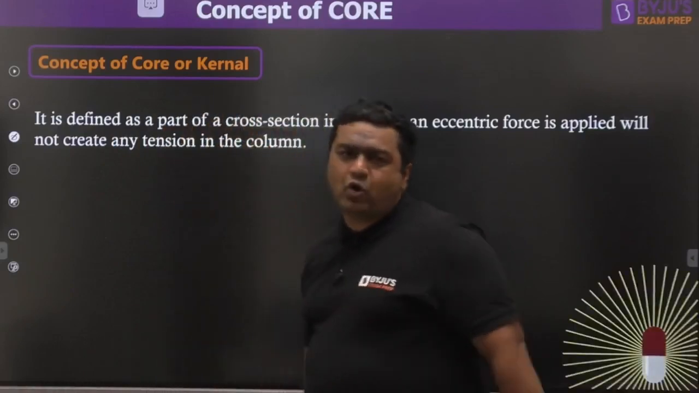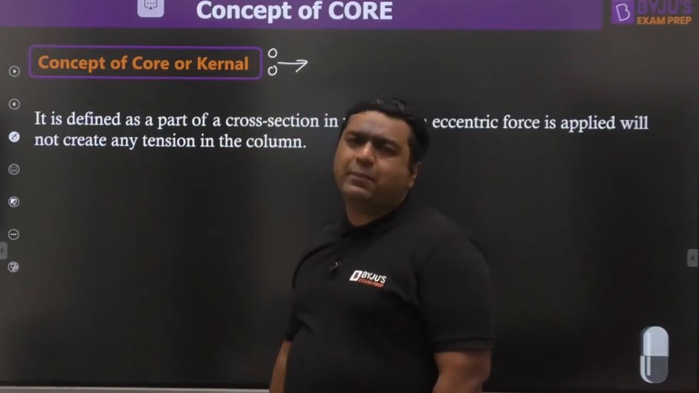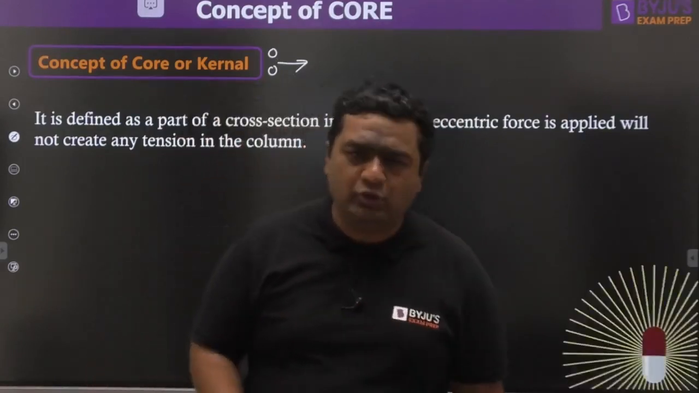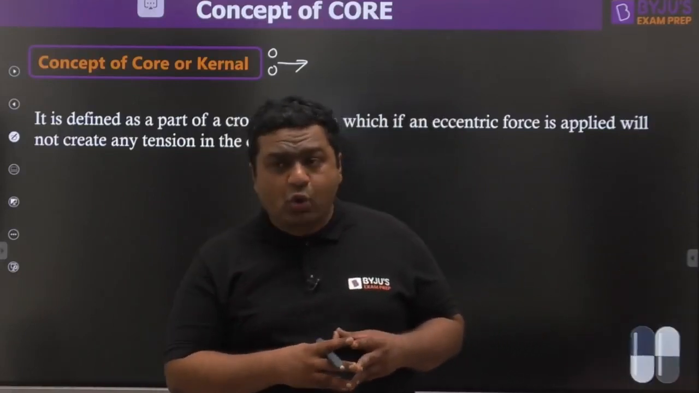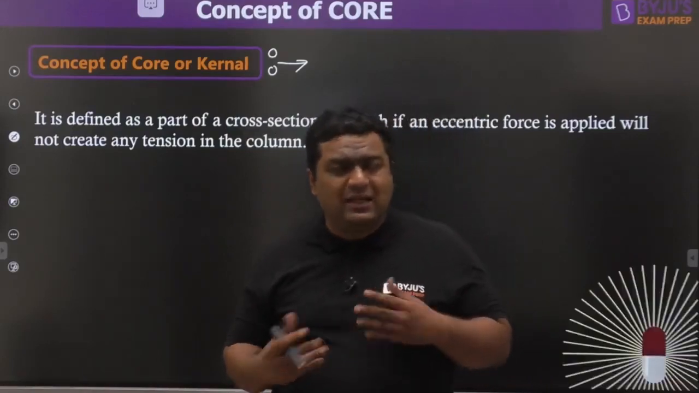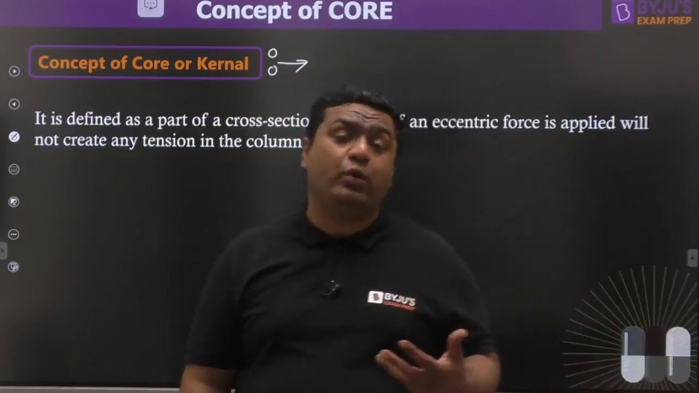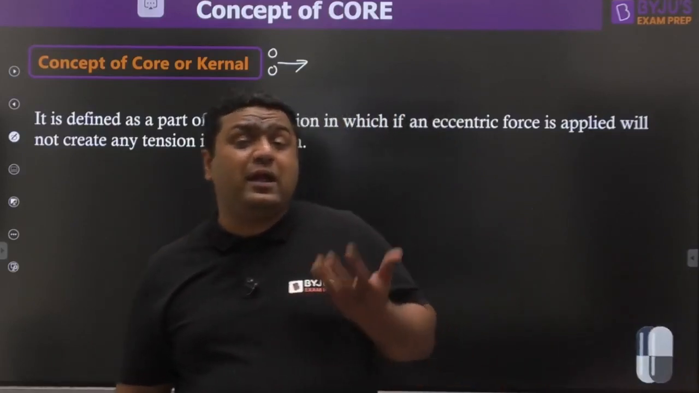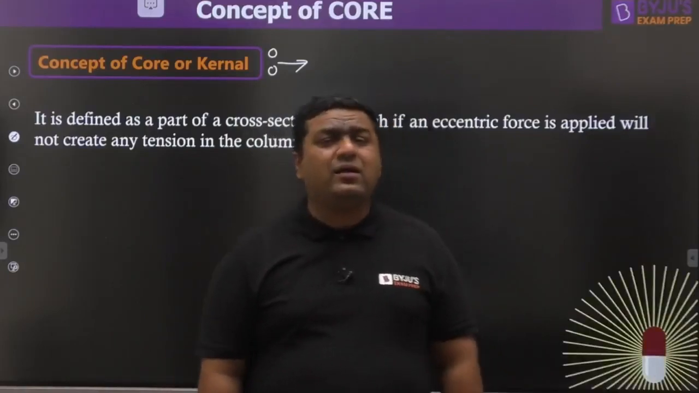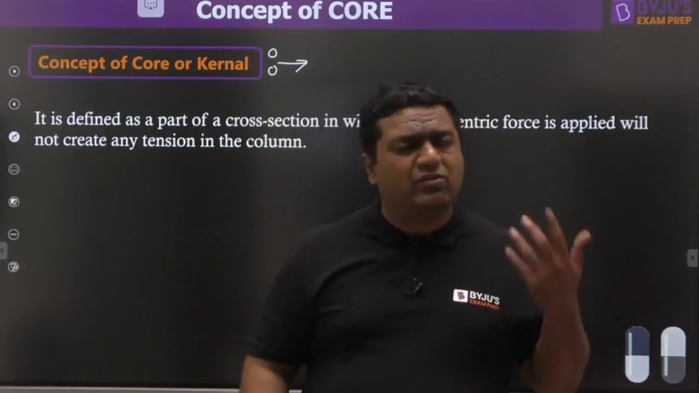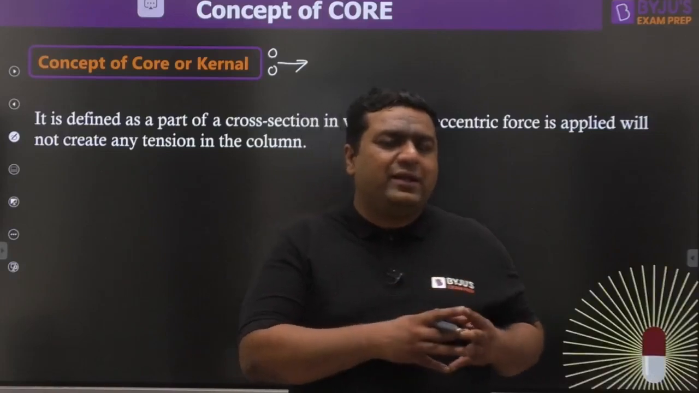So my dear, the topic is the concept of core or kernel. Whenever we are talking about core or kernel, what is it actually? Whenever we are talking about columns and loading is applied in an eccentric way, meaning the load is not passing through CG or centroid, it creates a couple which results in some tensile stresses. Columns are generally made up of brittle materials like concrete, and brittle materials are weak in tension.